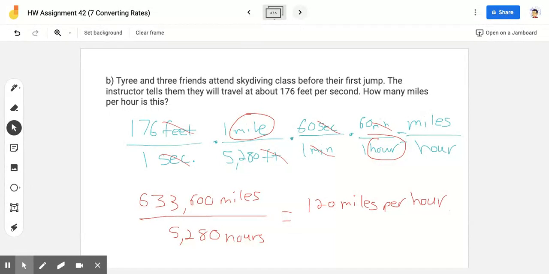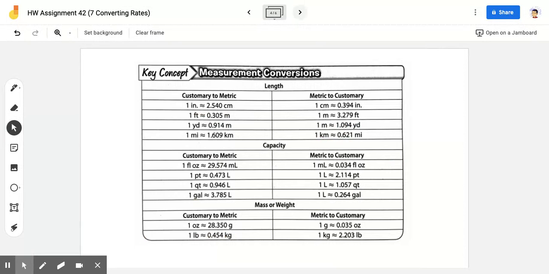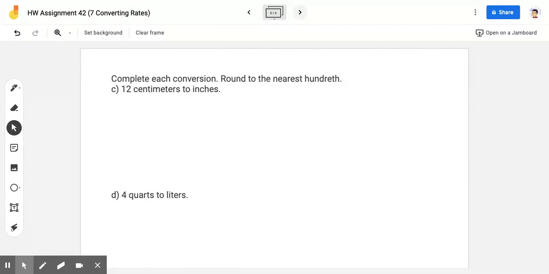All right, a lot that went on here, but we're converting our feet into miles and our seconds into hours. Again, if you have other methods that you can use to work on this, please use them. All right. For the next set of problems, we are going to use this here chart. So I do ask you to copy this into your notes as well. Okay, so we want to complete these conversions. So we're going to round to the nearest hundredth.